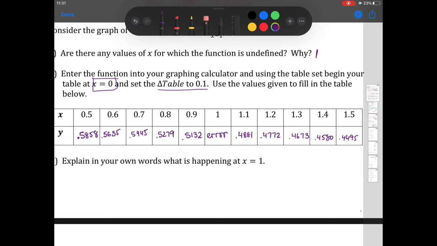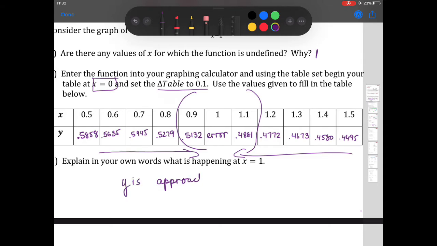So I filled in the values, and look here. It's asking us in part C, explain in your own words what's happening at x equals 1. So look at this around here. From both sides, from the left and from the right, isn't y approaching the same value? What is it approaching? 0.5 on both sides. So you have to check both sides, right? So that's what it is. It doesn't matter to us that it has an error at 1, but we're seeing what value it is approaching.